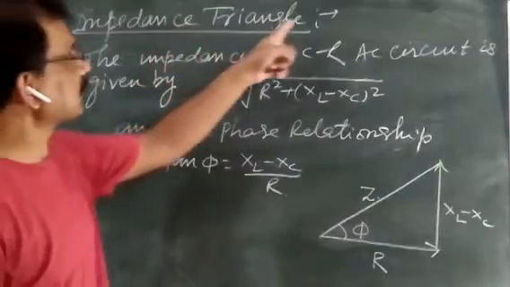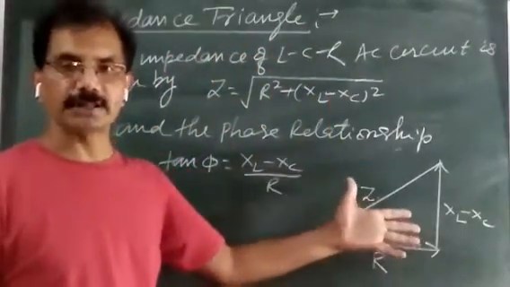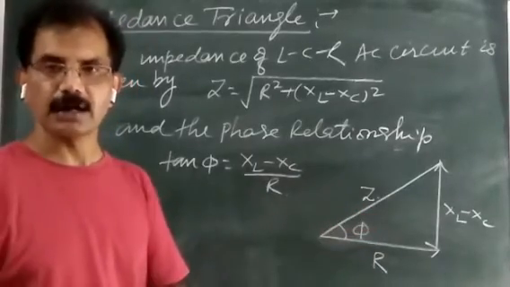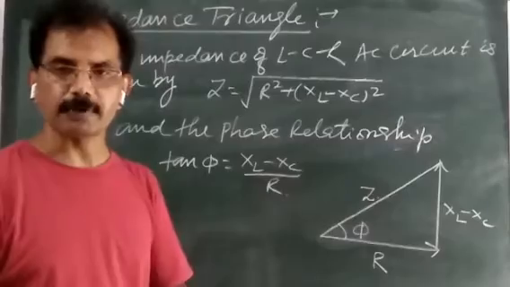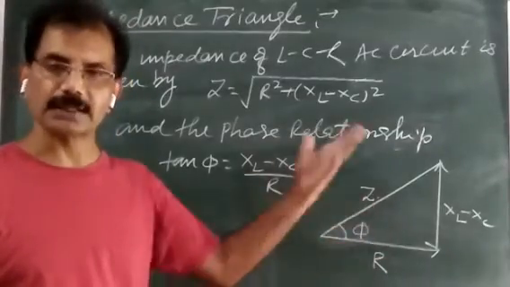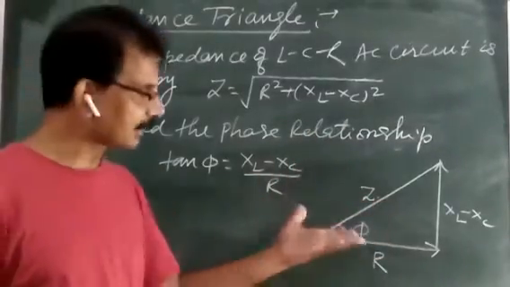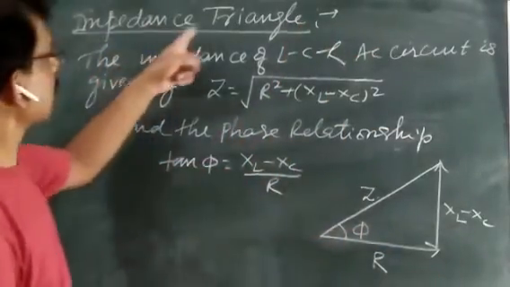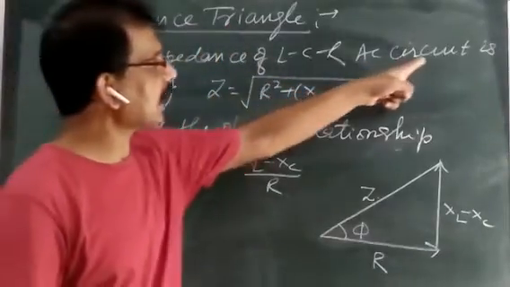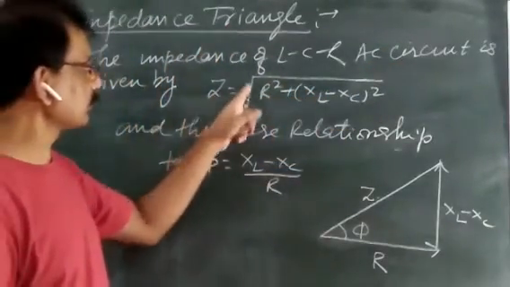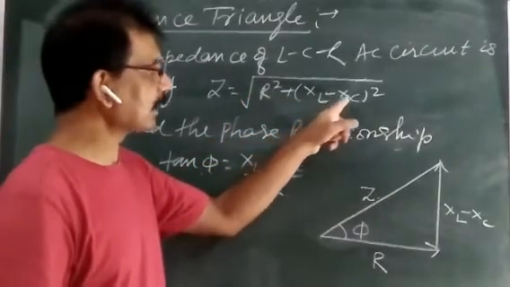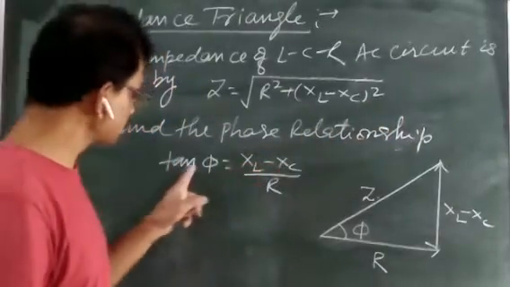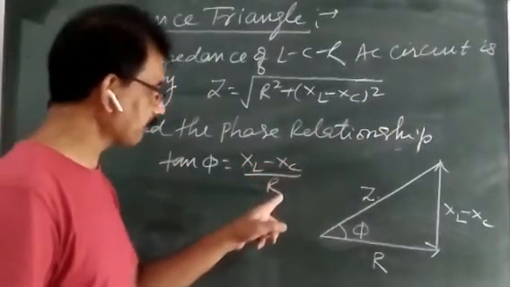Now the impedance triangle, this triangle is very helpful for finding the relation for the phase relationship as well as for finding the expression for the impedance. I am not saying only for LCR circuit, but by using this one you can find out the impedance of either LR circuit, CR circuit, or LCR circuit. Now you see here, impedance triangle. The impedance of LCR AC circuit is given by Z is equal to root R square plus (XL minus XC) whole square, just which I have proved. And the phase relationship tan phi is equal to (XL minus XC) upon R.